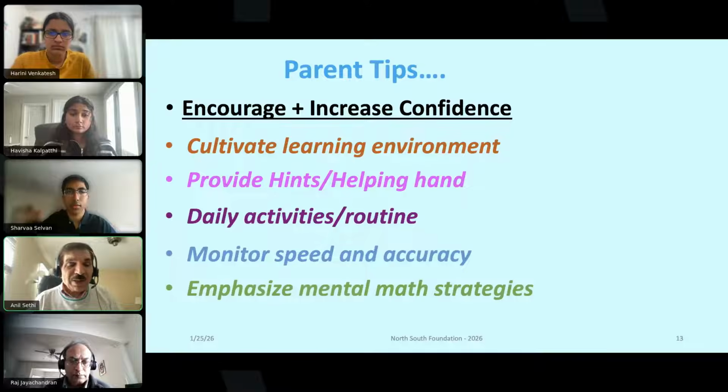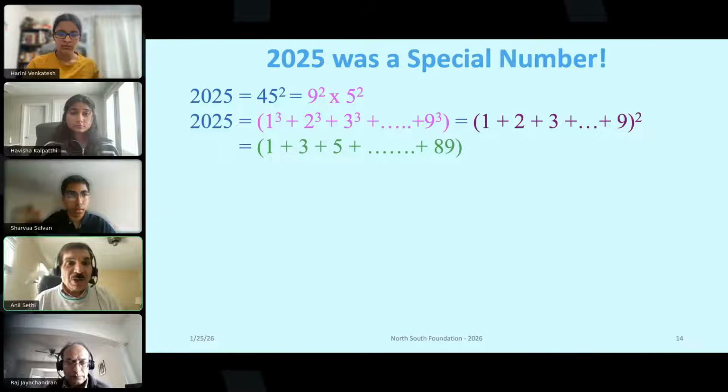Again, mental math is a lot of fun, and it also cuts down on the time to solve a problem, which is extremely beneficial in contest math. So last year was an extremely special number, because 2025 is a square of a number, which is 45 squared. And it can also be written in multiple different ways.